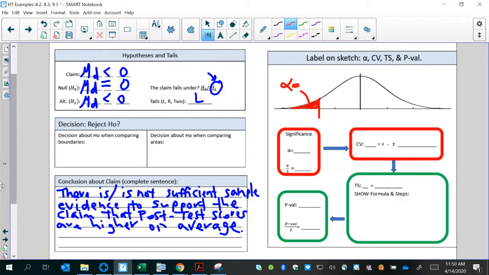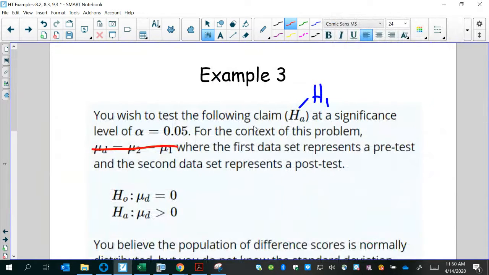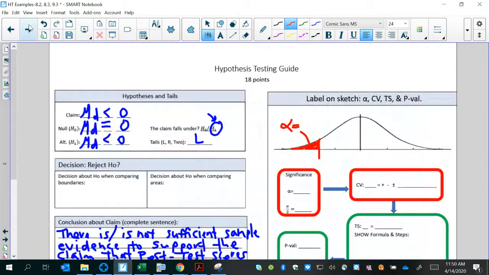Usually it's given in the problem. I'm not sure if it was given here. Let's see. Oh yeah, it was. We were given this, so we'll go ahead and put that in for our alpha, 0.05. We don't need to split this up into two tails, so we'll just ignore that second part of it. And now we'll find the critical value, which is a boundary.